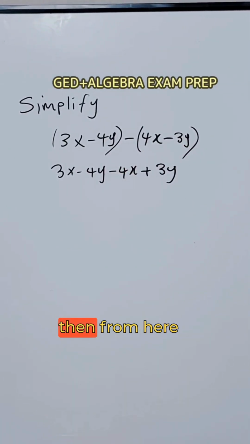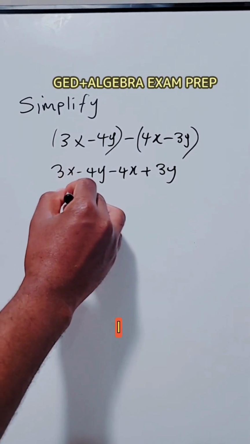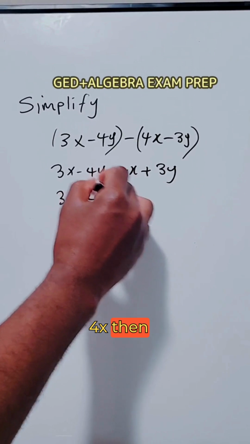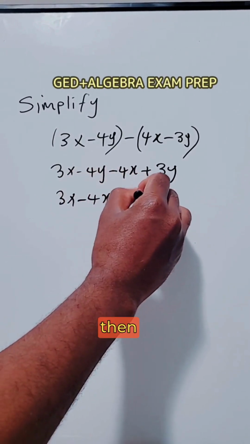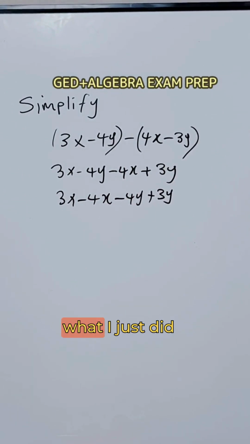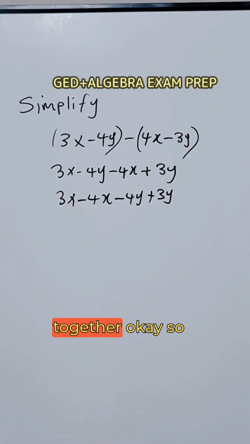Okay. Then from here we can just group like terms, right? Let us go ahead and group like terms. So we have 3x, I bring minus here, minus 4x, then I write minus 4y, then write plus 3y. Okay, so what I just did here, I just grouped like terms, the terms that have x together and the terms that have y together.